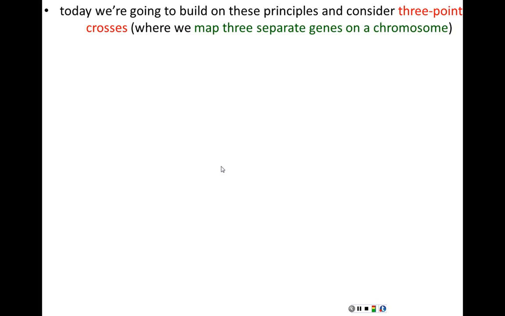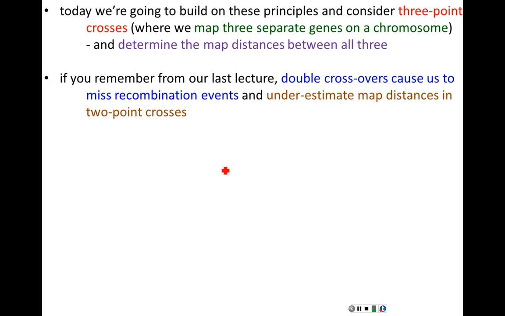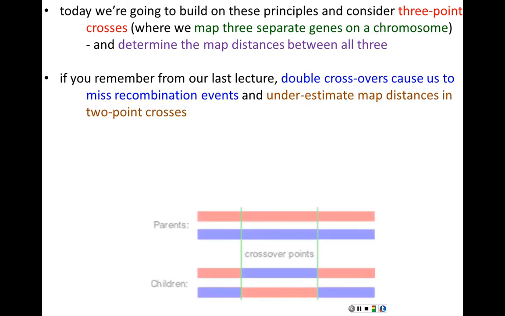Today we're going to build on all of those principles, and we're going to start to consider three-point crosses where we map three separate genes that are all linked on a single chromosome. We'll determine the map distance between those genes using recombination frequencies. If you remember, because I introduced it in the last lecture, these double crossover events in three-point crosses cause us to miss recombination frequencies because, first of all, the genes are further apart than we're accustomed to on a single chromosome, and the second flip restores the parental configuration between the two outer genes. So we underestimate the map distances.